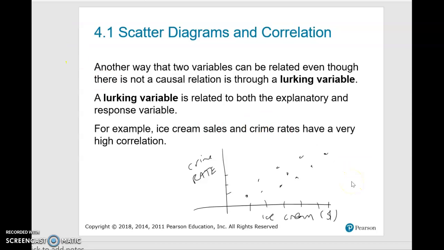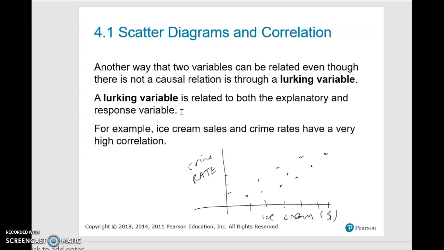But they're not really connected in any way, right? What's the lurking variable here? The lurking variable is temperature, right? When the weather gets nice, people start buying ice cream, shops open. And when the weather gets nice, so does the crime rate go up, right? More people are outside later at night, and those are a pretty strong correlation. But there's a lurking variable, right? And that would be temperature or the season, summertime.